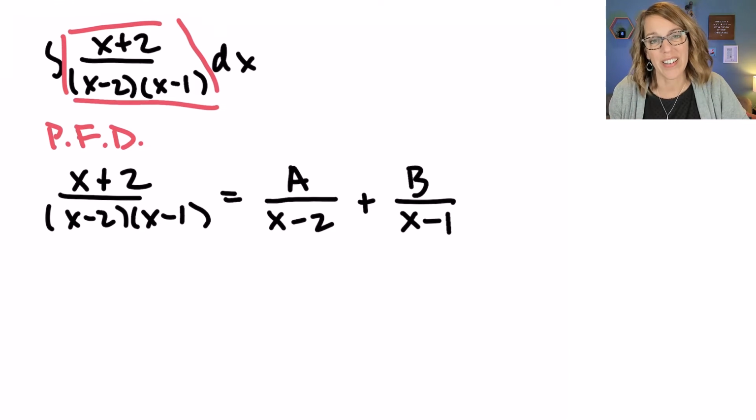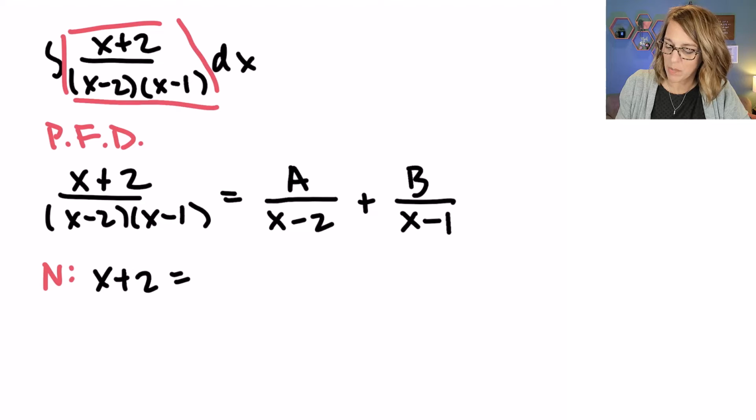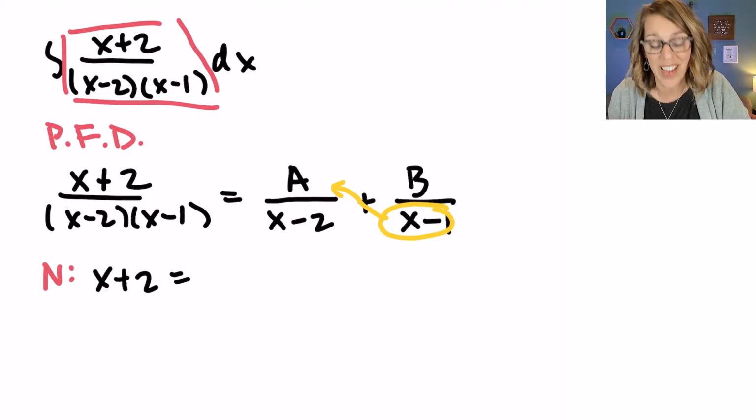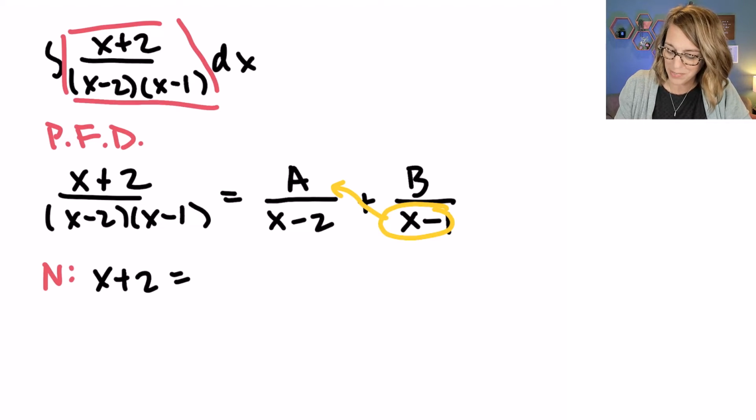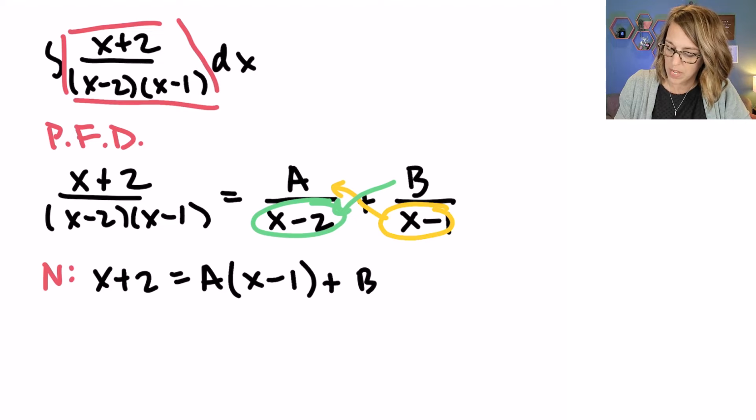I'm going to take a shortcut here and just compare my numerator next. So comparing my numerators, I've got an x plus 2 on the left, and on the right, I'm just going to multiply by what each of our fractions is missing for that common denominator. It's kind of like cross multiplying, but I'm multiplying by the missing factor. A is missing x minus 1 for that common denominator, and B is missing the x minus 2. So we end up with a B parentheses x minus 2.